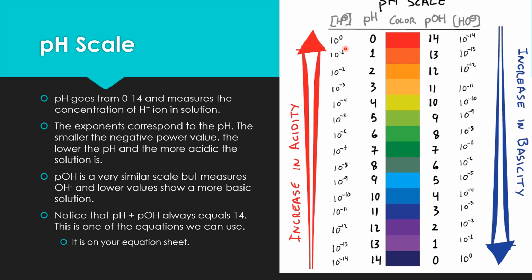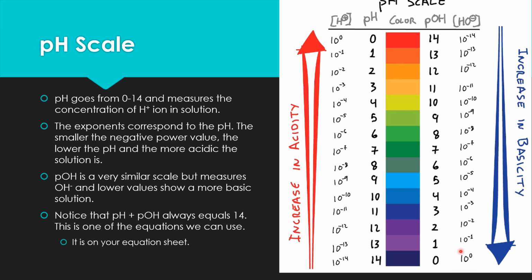pOH is very similar, but instead of talking about the concentration of hydrogen ion, we're going to talk about the concentration of hydroxide ion, which typically is associated with bases. Lots of our bases have hydroxide. For instance, one of our common bases is sodium hydroxide. We used it in our titration lab, the NaOH. And it works similarly.